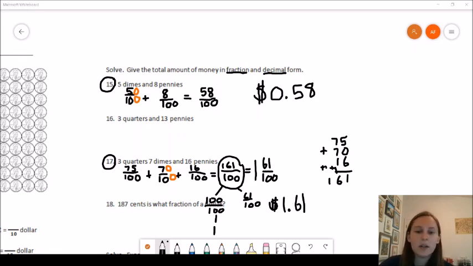So when you go back and do your lesson 15 problem set, you'll be completing 2, 8, 12, and 15. So make sure that for each problem, you are writing your fraction and your decimal for the amount of money that it gives you. We're looking forward to seeing your lesson 15 problem sets.